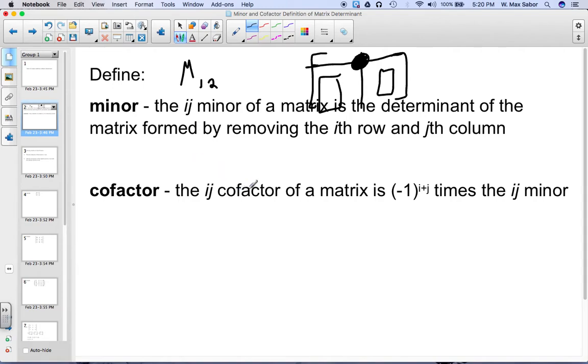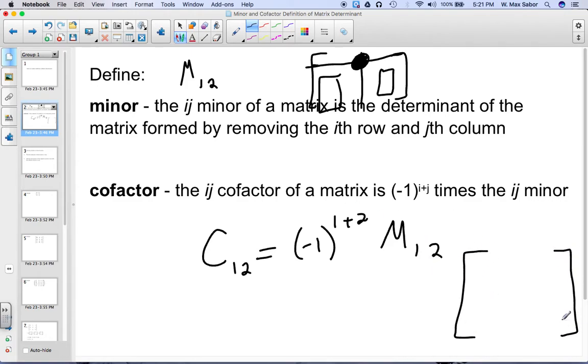The cofactor is taking that, multiplying it by -1 to the i plus j. So the cofactor 1, 2 is -1 to the 1 plus 2 times the minor 1, 2. Essentially, if we have a 3 by 3 matrix, we're going to be multiplying by +1, -1, +1, -1, positive, negative, positive, negative, positive. So that's all the cofactors are, taking the minors and then multiplying by those.